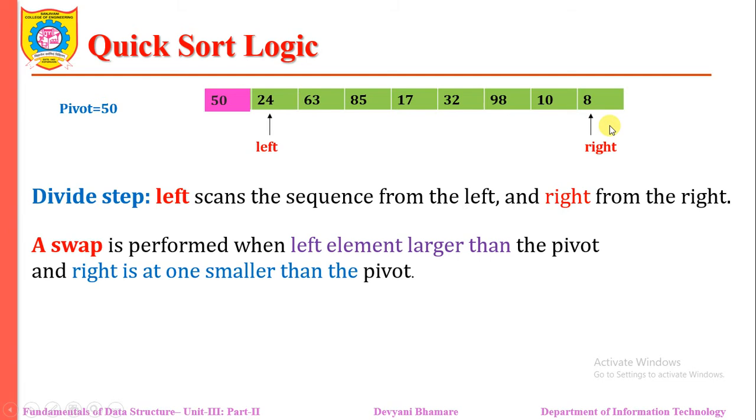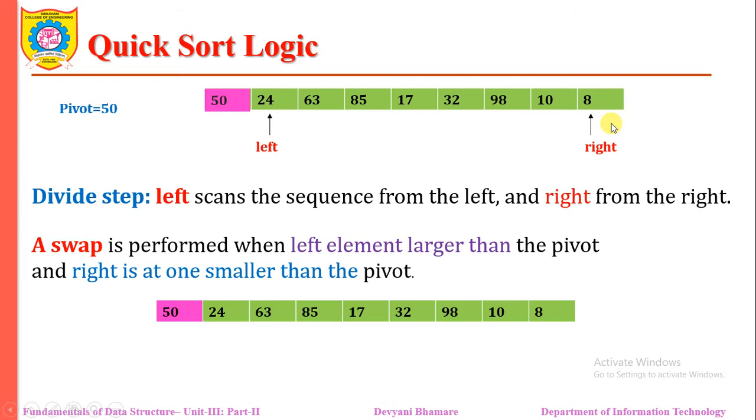Due to this operation, we come to know that all the elements having a value less than the pivot will automatically end up on the left-hand side of the pivot element, and those with greater values will end up on the right-hand side of the pivot. So here 63 and 8 are swapped.